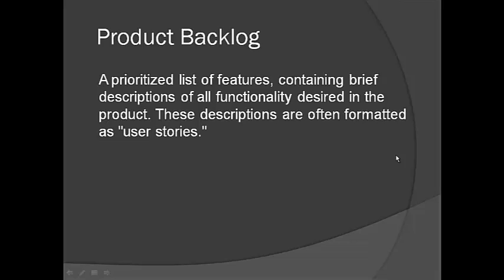Okay, we're going to start with the product backlog. The product backlog is a prioritized list of features, aka requirements, containing brief descriptions of all functionality desired in the product. These descriptions are often formatted as user stories.